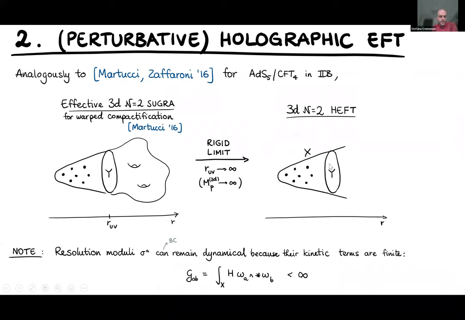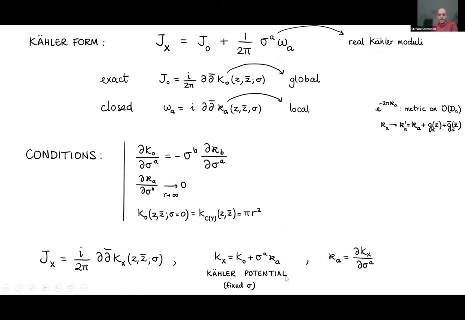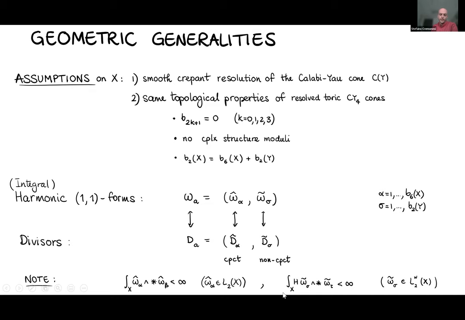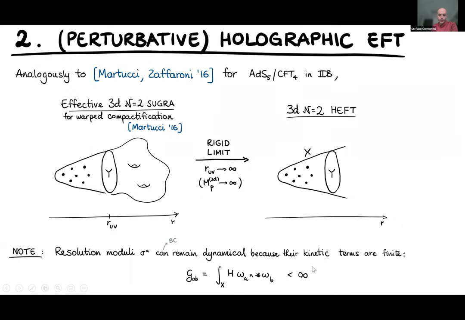And it's important to notice here that the resolution moduli remain dynamical precisely because their kinetic terms are finite. And it turns out that the kinetic terms for the resolution moduli are given by this kinetic matrix, which is precisely what appeared here in this warped inner form. And so by construction, essentially all the resolution moduli will have a finite kinetic term, whether they're associated to compact divisors or non-compact divisors.